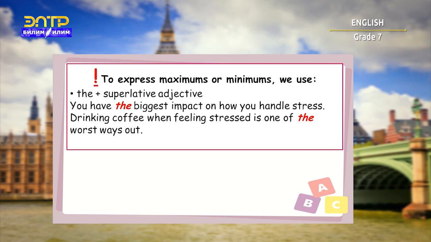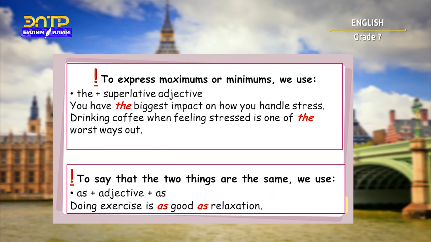And the last rules that we have to remember we can see on this slide. To express maximums or minimums, we use the plus superlative adjective. For example, you have the biggest impact on how you handle stress. Drinking coffee when feeling stressed is one of the worst ways out. To say that two things are the same, we use as plus adjective plus as. For example, doing exercise is as good as relaxation.